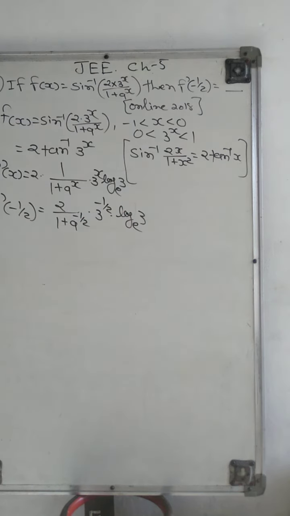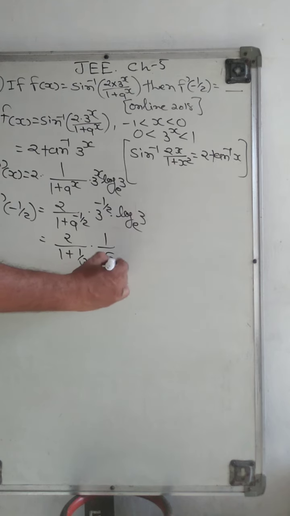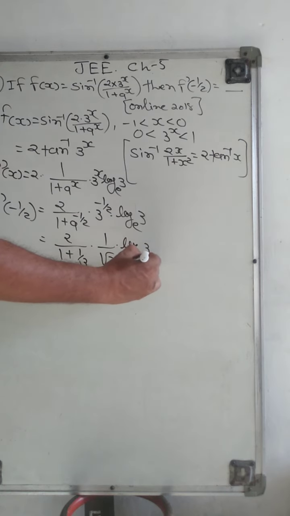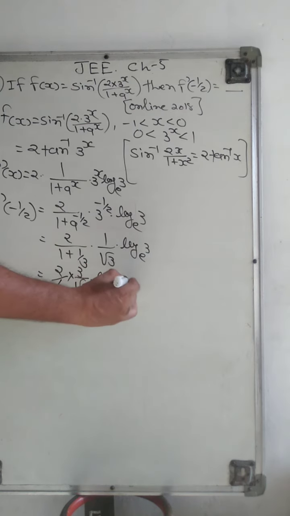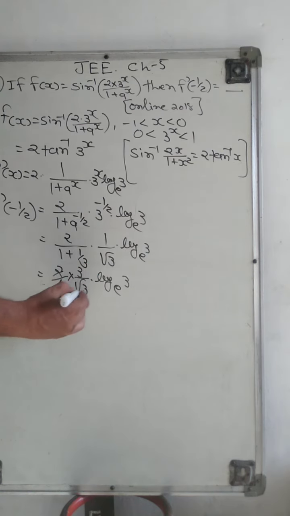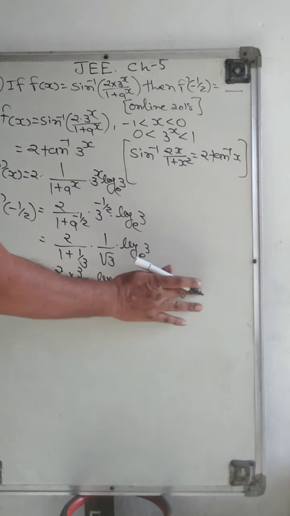Okay, now we just simplify here and we get our answer. First of all, 2 upon 1 plus 1 by 3, into 3 raised to minus 1 by 2 is 1 upon root 3, into log 3 to base e. Now here 2 by 4 into 3 upon root 3 log 3 to base e. Now here when we cut them, and this 3 and root 3 are also cancelled, we have root 3 by 2 log 3 to base e.